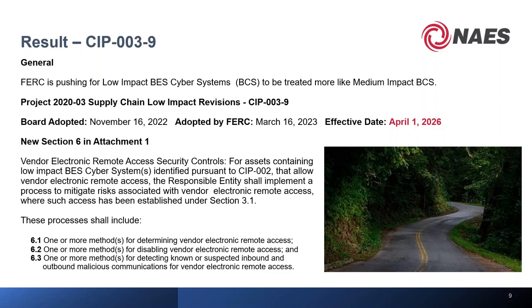And then the 6.3, this is probably the most difficult portion, and that is you need to have one or more methods for detecting known or suspected inbound and outbound malicious comms for vendor electronic remote access. That detection, it's one thing to say you need to be able to detect. It's another thing to think about, well, what's next? Well, it would be response. If you detect some malicious code, malicious comms, you better be prepared to respond to that. So it's not spelled out here, but that's kind of a given.